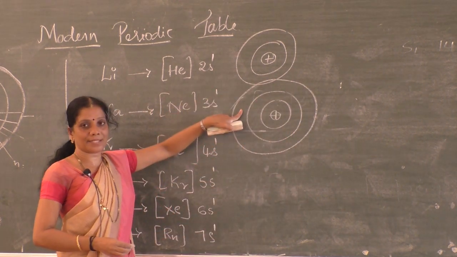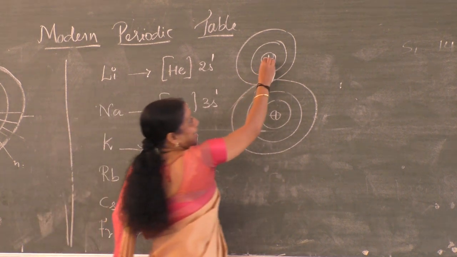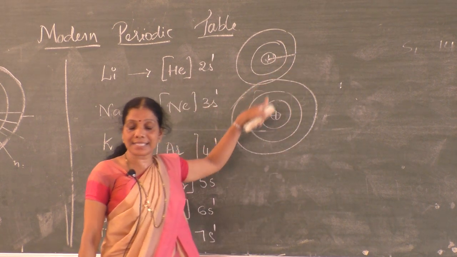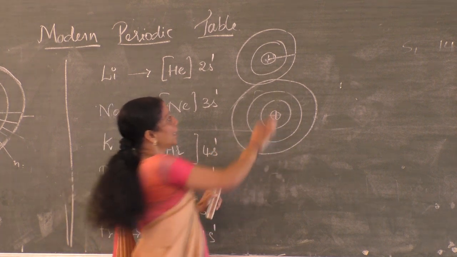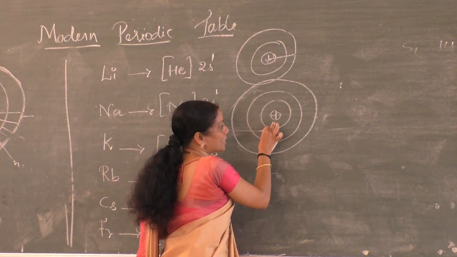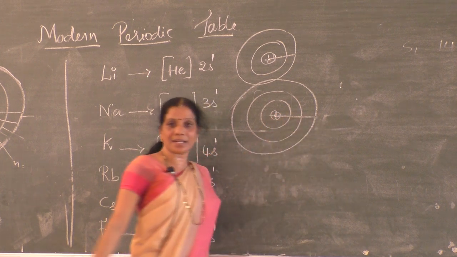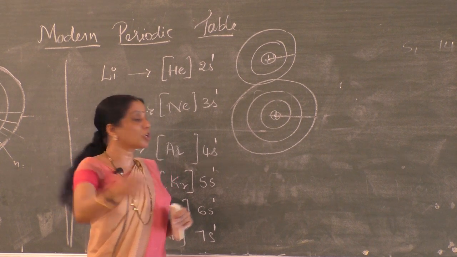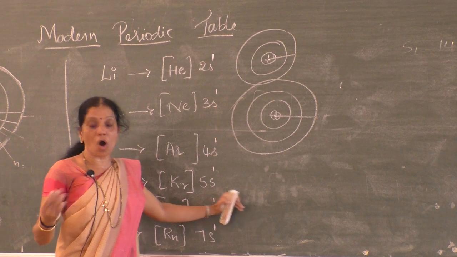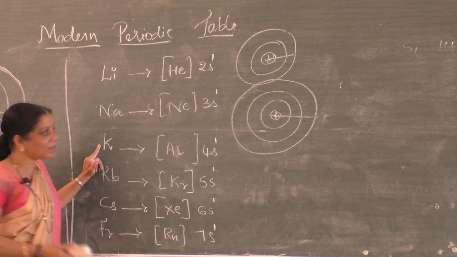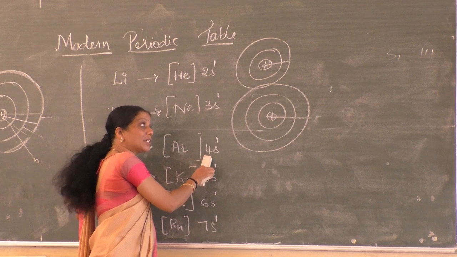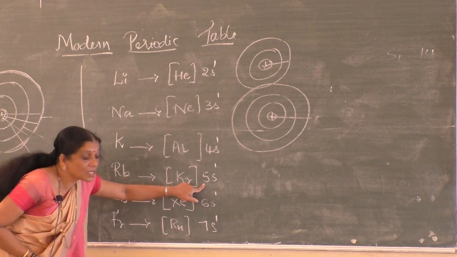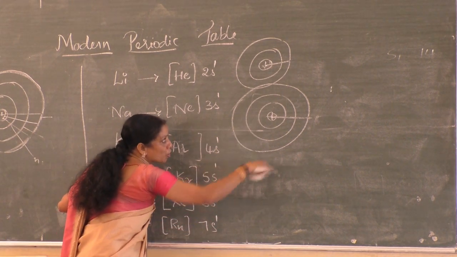See, what happens? Does the distance remain the same? Radius is the distance from the center of the nucleus to the outermost shell containing the electron. Does that distance remain the same here? No, isn't it? If you consider lithium and sodium, this distance changes. The distance between the nucleus and the outermost shell goes on increasing. If you consider potassium, the third is not the outermost shell, the fourth is the outermost shell, so one more main energy level I have to write. If you consider rubidium, the fifth one is the outermost shell.